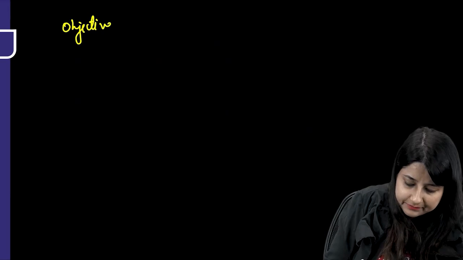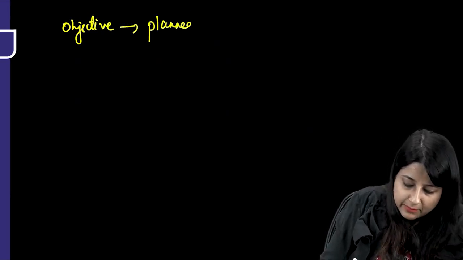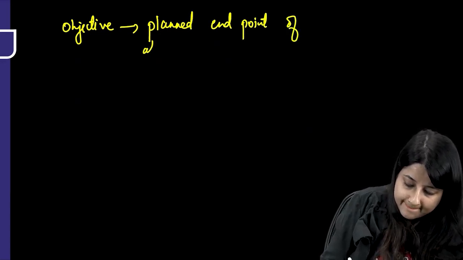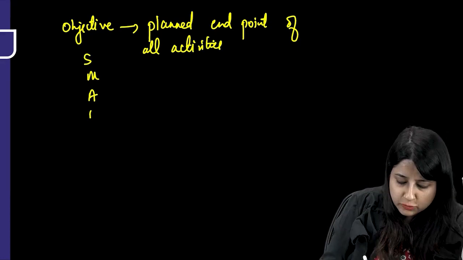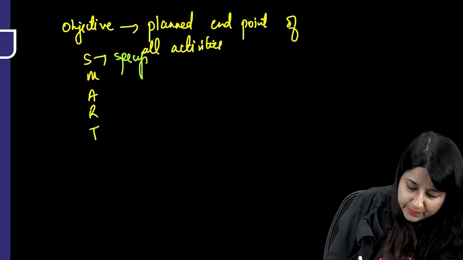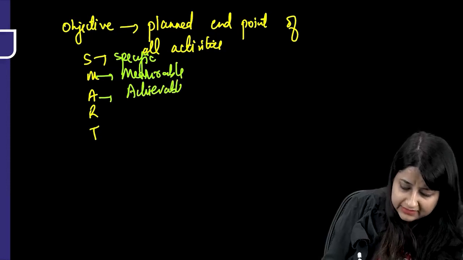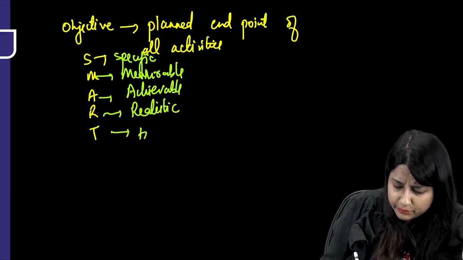What is objective? Objective is the planned endpoint of all activities. You'll be asked the definition. Objective has always to be SMART. That means S, it has to be specific. M, it has to be measurable. Then it should be achievable. Then it has to be realistic. And it also has to be time bound.